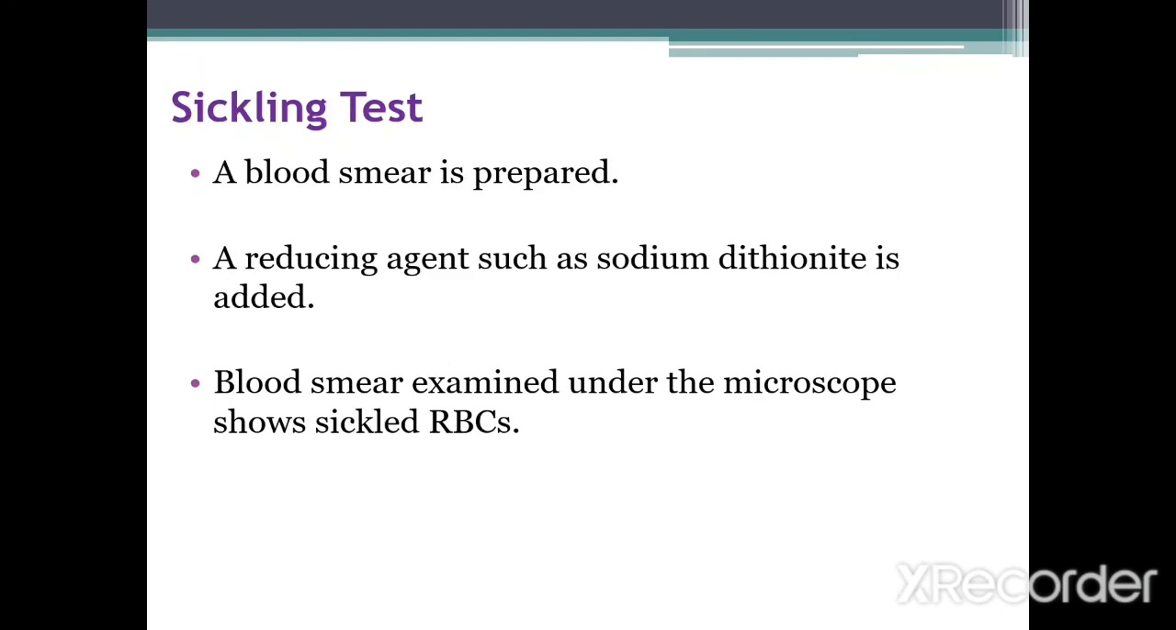Next is the sickling test. Here a blood smear is prepared, then a reducing agent such as sodium dithionite is added, then the blood smear is examined under the microscope. That will show sickled RBC.